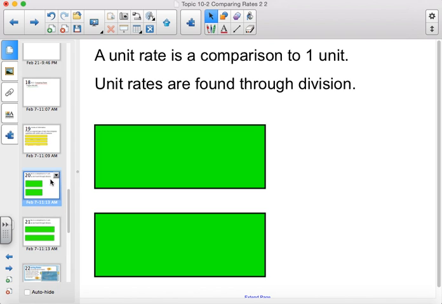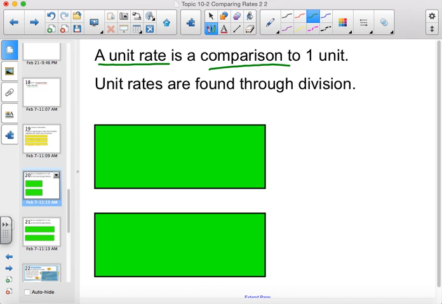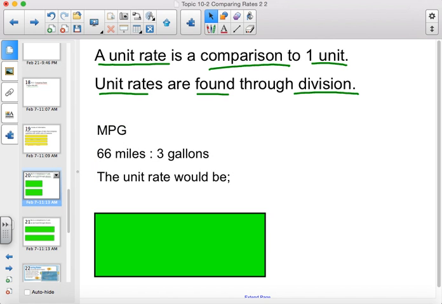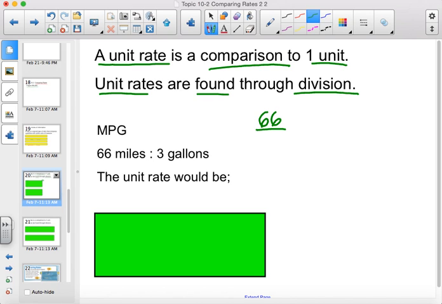A unit rate is another special type of ratio, and a unit rate is a comparison to one unit. Unit rates are found through division. An example of that would be this, miles per gallon. In this case, you would have a ratio of 66 miles to 3 gallons. If we wanted to come up with a unit rate, we could do it two ways.